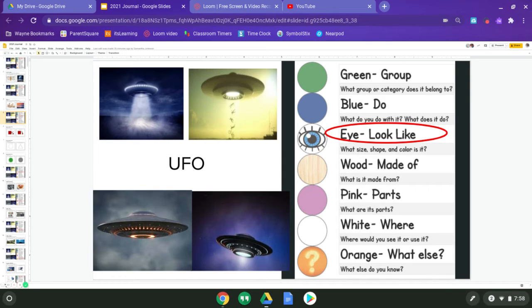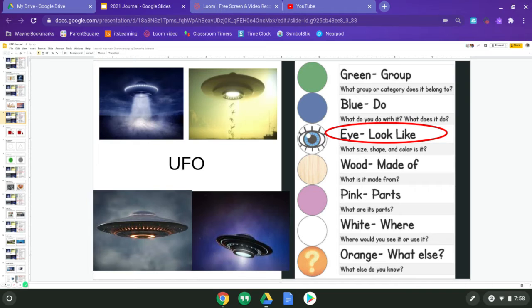And then our next one is shape. What shape is it? What shape do we see here? What is that main shape on our UFO? If we were looking at it from the bottom, what shape would that light be? Are there any other shapes that you might see? Go ahead and write them down for me.